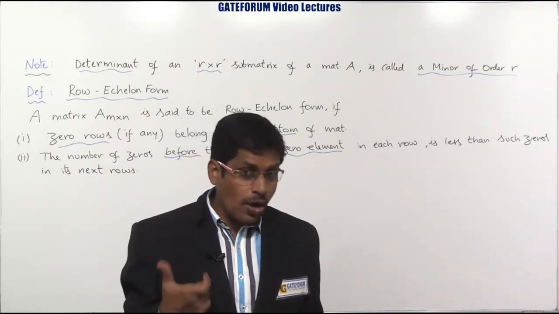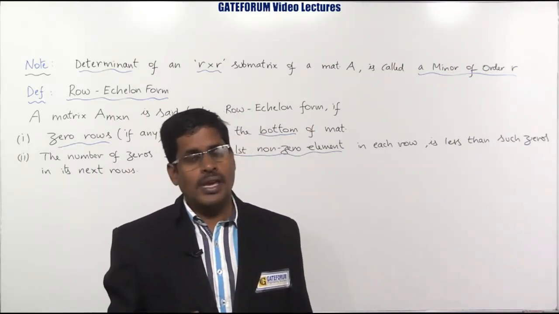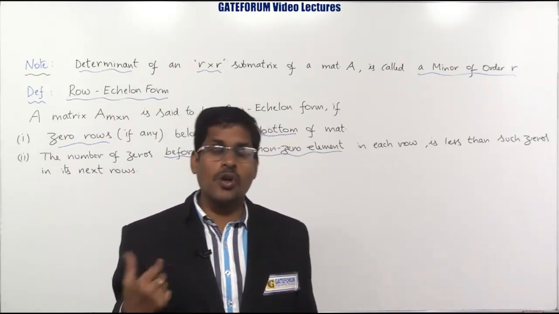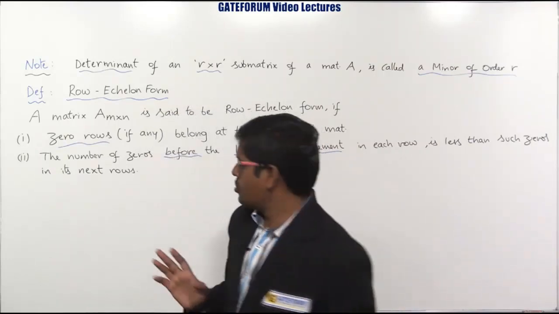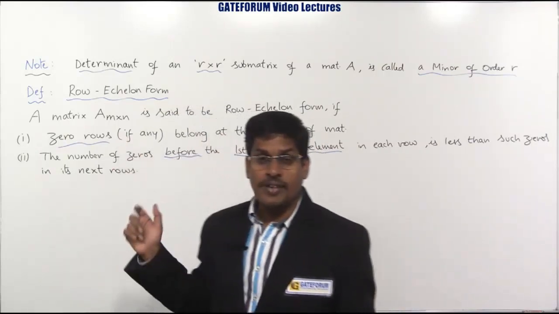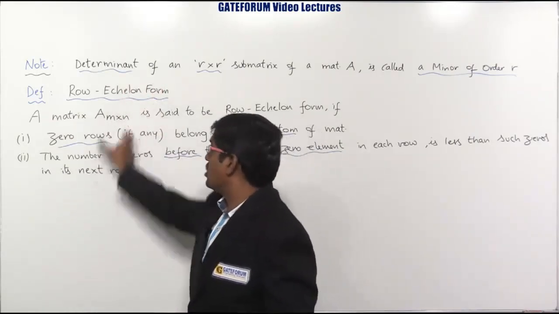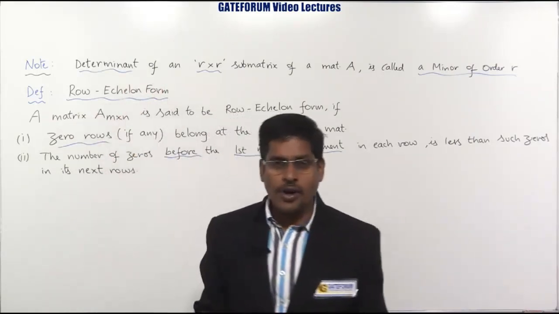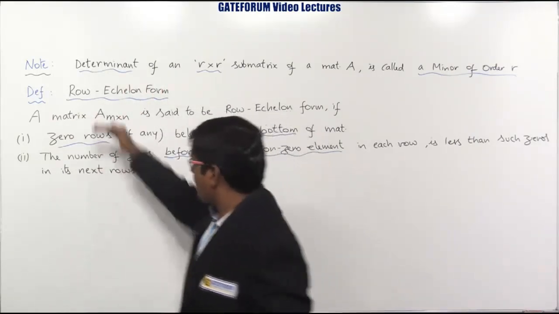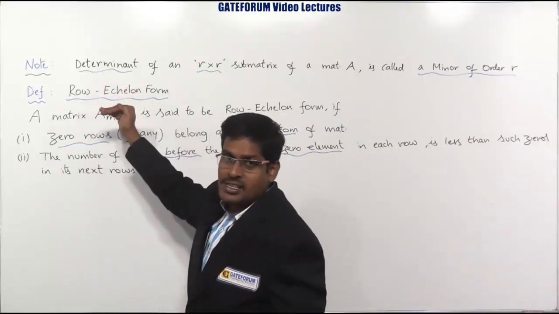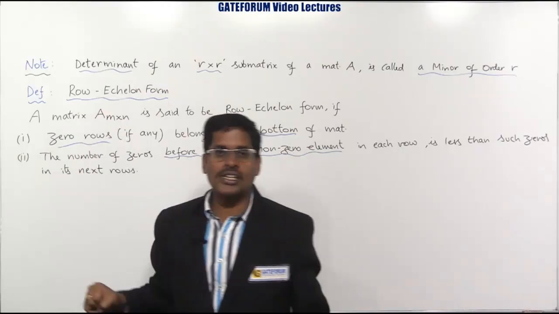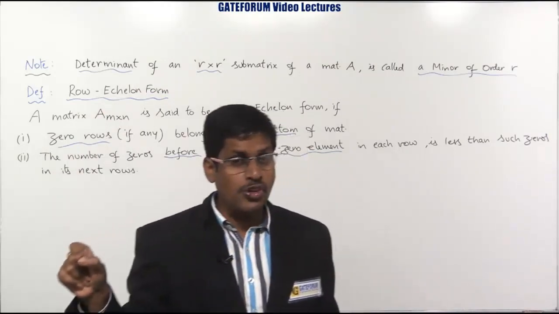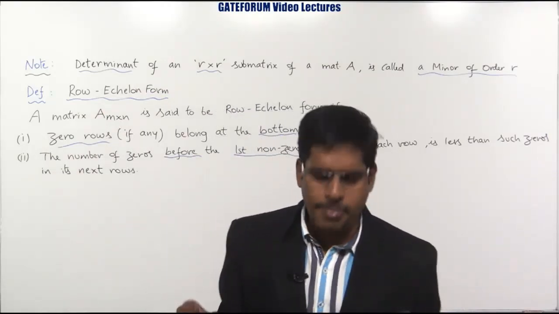Rank is always a non-negative number. For a non-zero matrix, rank is always non-zero. For a zero matrix, the rank of that matrix is 0. So how do you find the rank of a given matrix? When a matrix satisfies these 2 conditions, that is row echelon form. Once you make a matrix A into row echelon form, the number of non-zero rows is called the rank of matrix A.